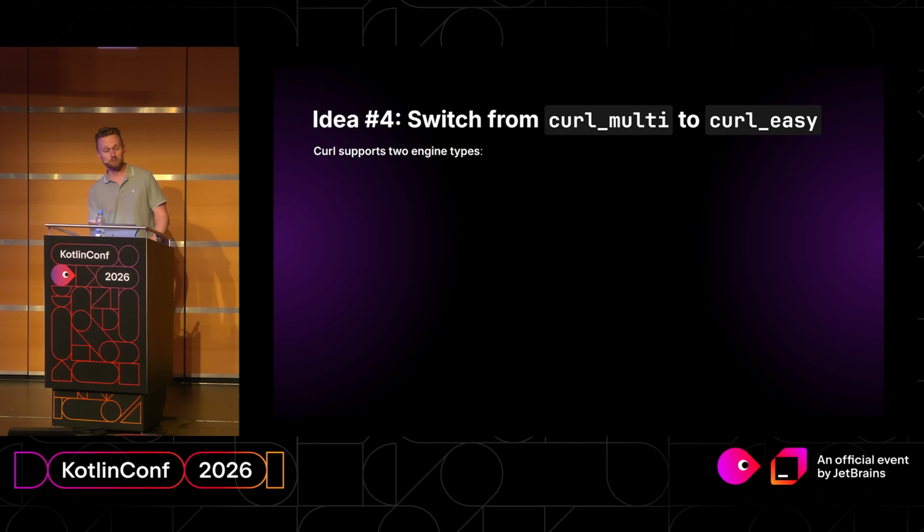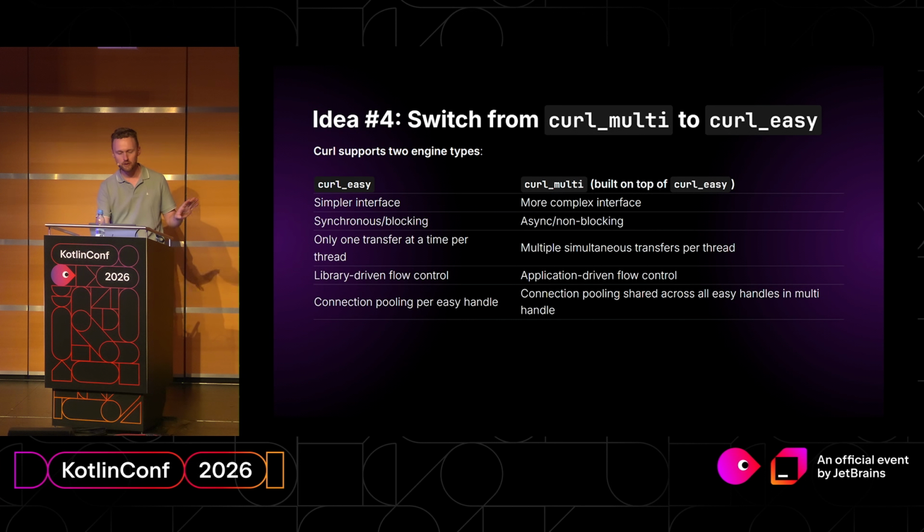Okay, so feeling bolstered by my one success after 2 failures, I moved on to switching from curl multi to curl easy. Curl supports the 2 engine types that I mentioned earlier, and here are some of the differences between them. The Curl Easy client has a simpler interface. It's meant to be synchronous and blocking, meaning that there's only one transfer happening at a time per thread.